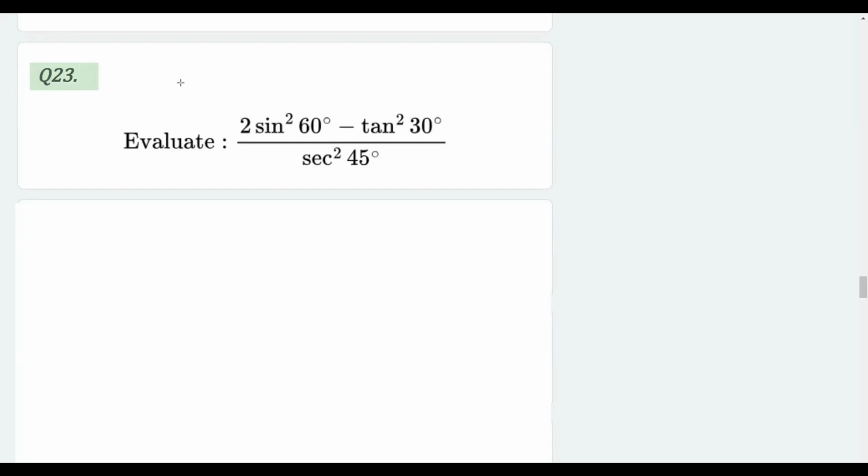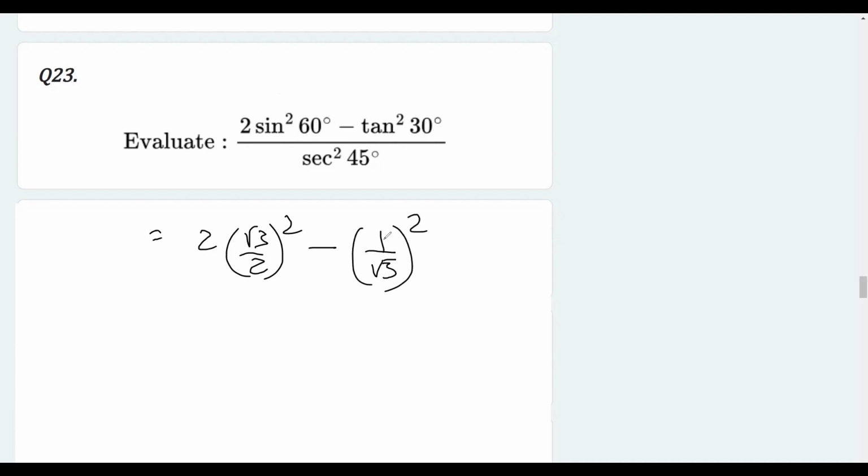We are now on question number 23 of this sample paper. It says evaluate 2 sin square 60 minus tan square 30 over sec square 45. So if you remember the table, this should be very easy. Like, what is sin 60? The value of sin 60 is root 3 by 2. So it's root 3 by 2 whole square. I replace this sin 60 with this, minus tan square 30. And tan 30 is what? 1 over root 3. So 1 over root 3 square as this tan square.